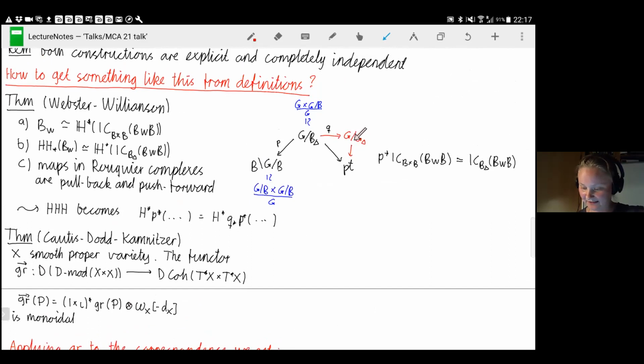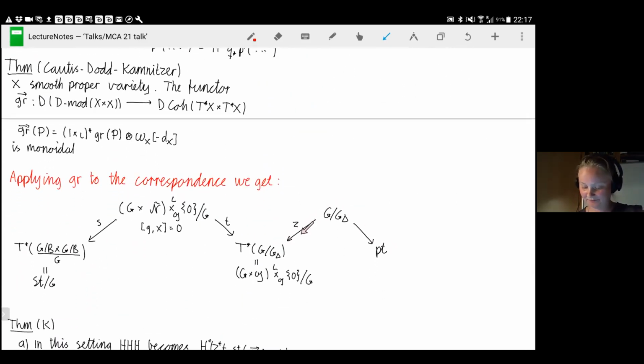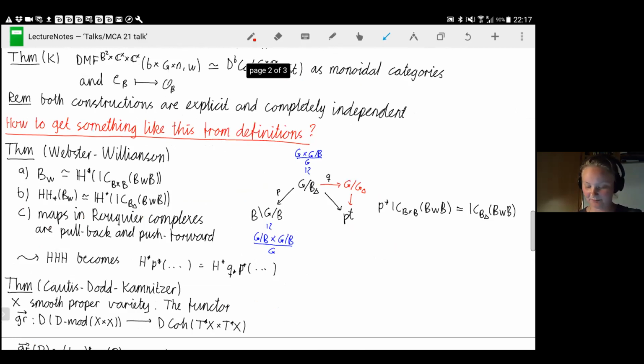And if I just push forward to a point, that will also give me a correspondence, and this correspondence will be this one. Okay. So what are these things? The upshot of this is that indeed the space is nothing else than my Steinberg mod G, which is the space that appeared here.